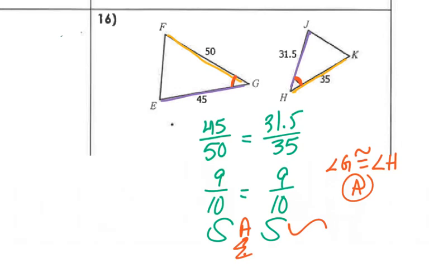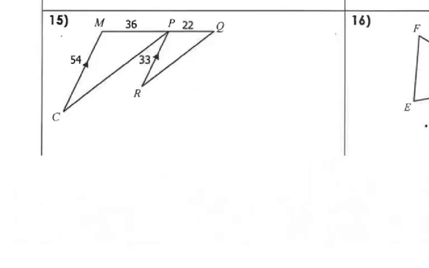I'm going to backtrack and do number 15 because it is a little bit of a challenge, as we're working with some parallel sides here. And here we go. So we've got that this side is parallel to this side, and we've got this transversal coming through. We've got corresponding angles right over there. So we've got the parallel lines or parallel sides with the transversal, and we have those corresponding angles.